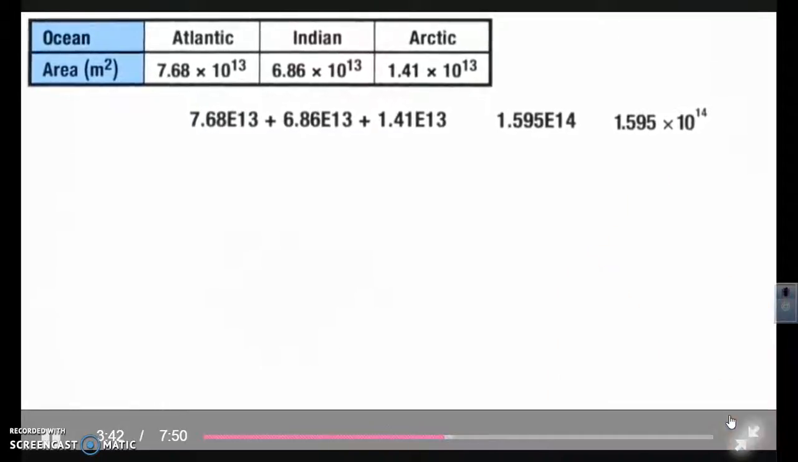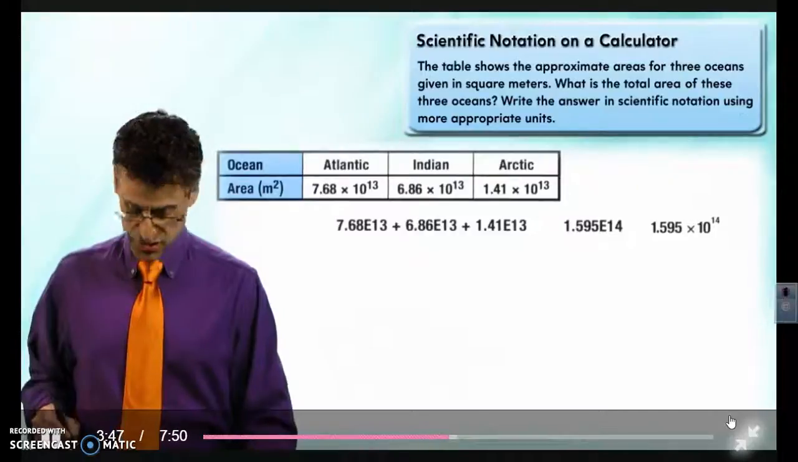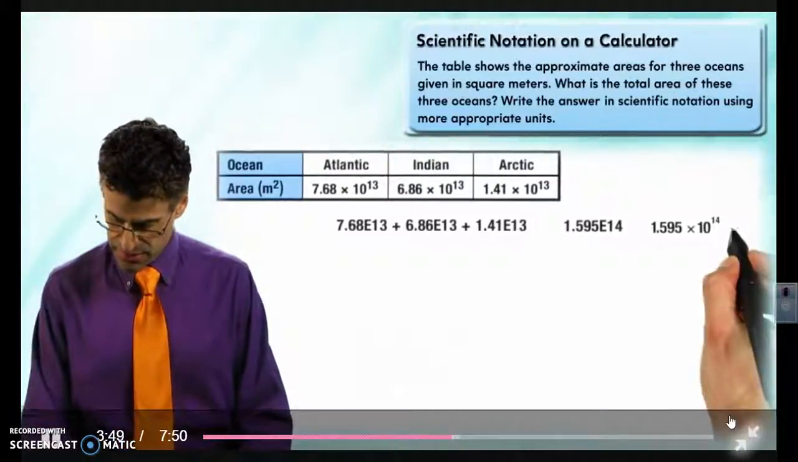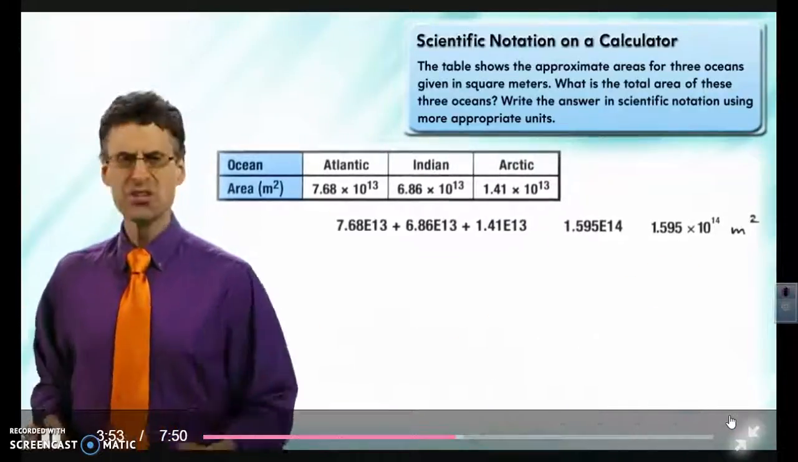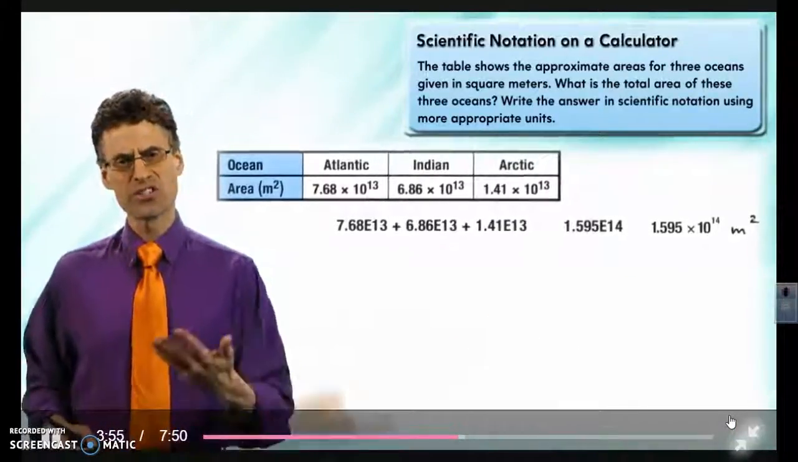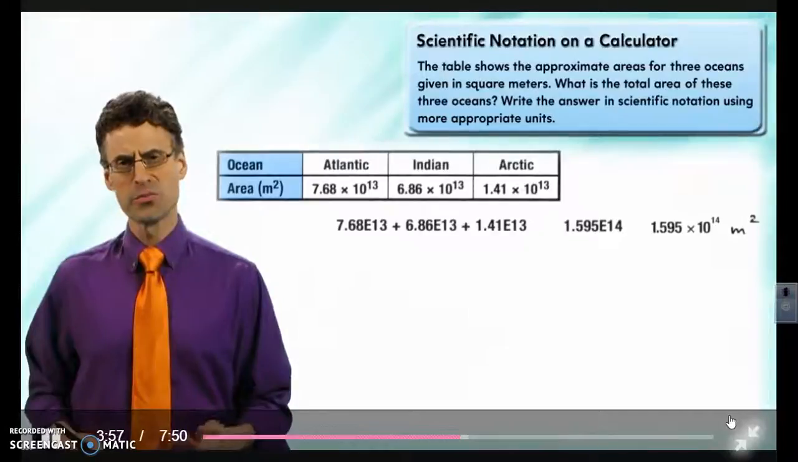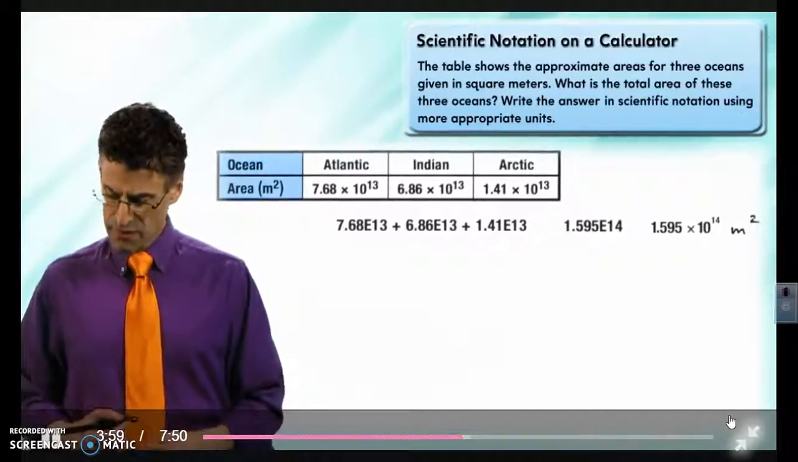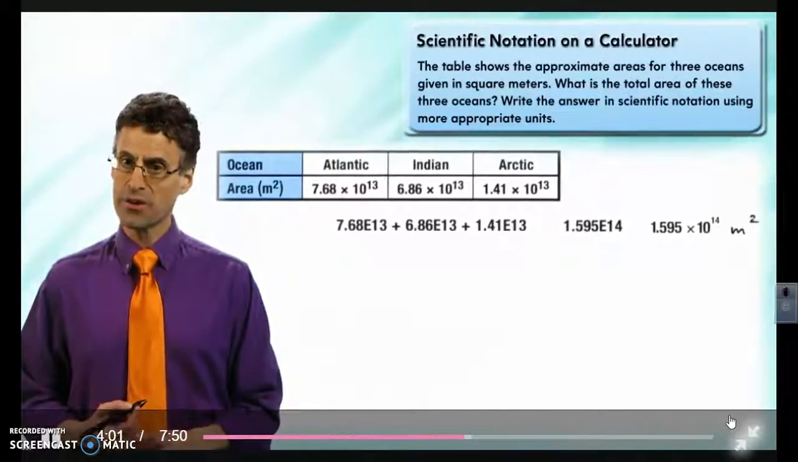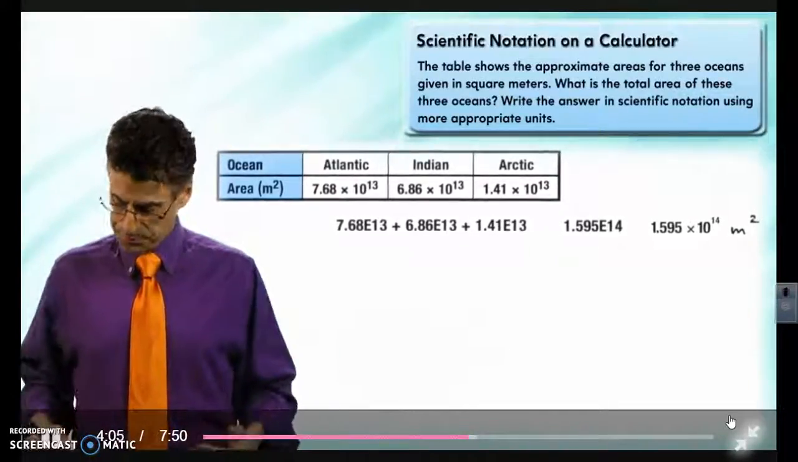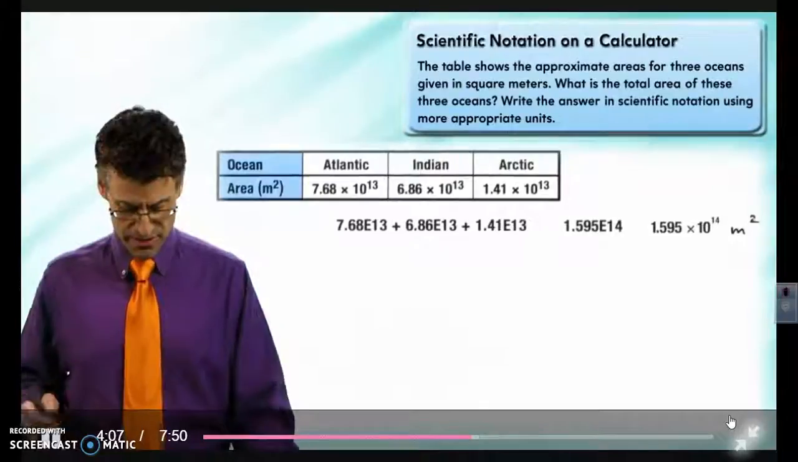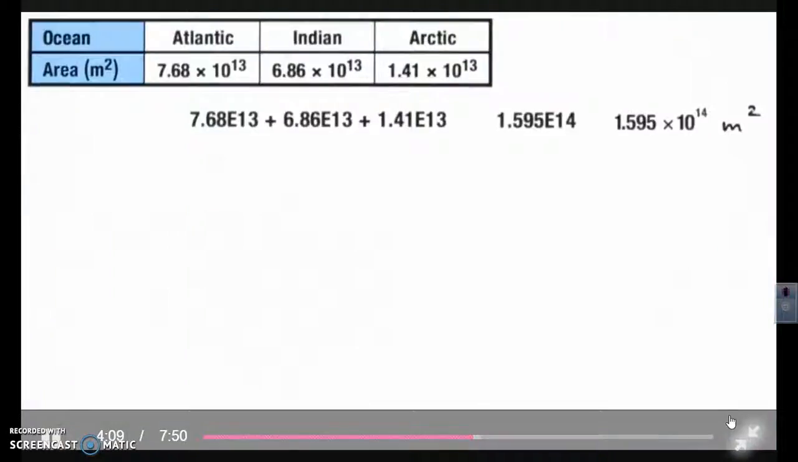Okay, so there's the answer, and that answer is, in fact, in meters squared. So I should write meters squared. But that's such a huge, huge number, and we're challenged now to wonder if we can use more appropriate units. Well, I think we might want to be thinking about kilometers instead of meters, because kilometers are bigger, and so a whole bunch of meters can be written as just 1 kilometer. In fact, 1,000 meters, as you know, is equal to 1 kilometer.